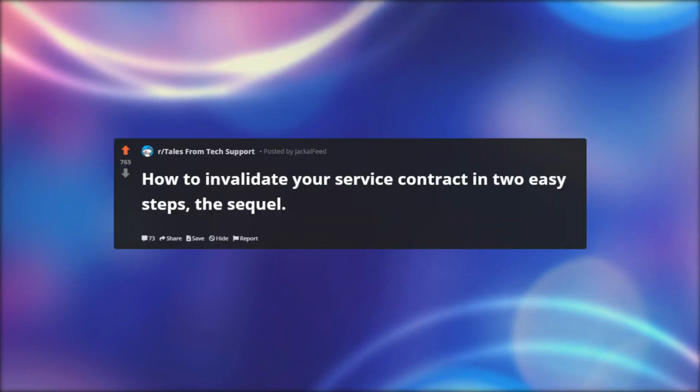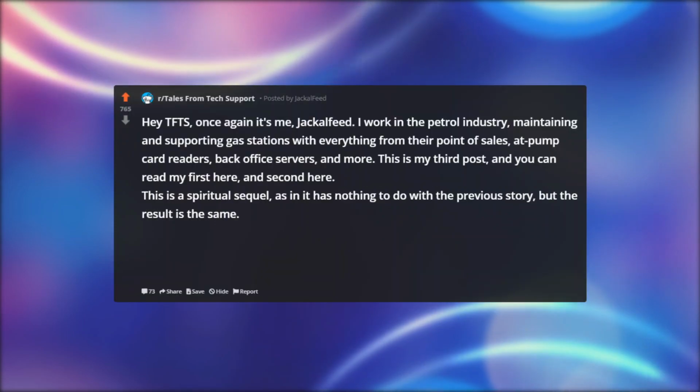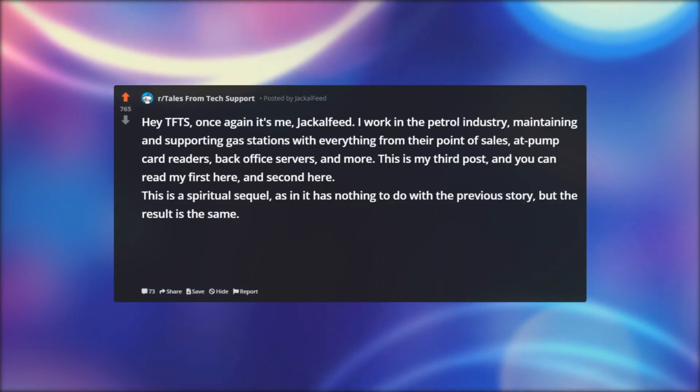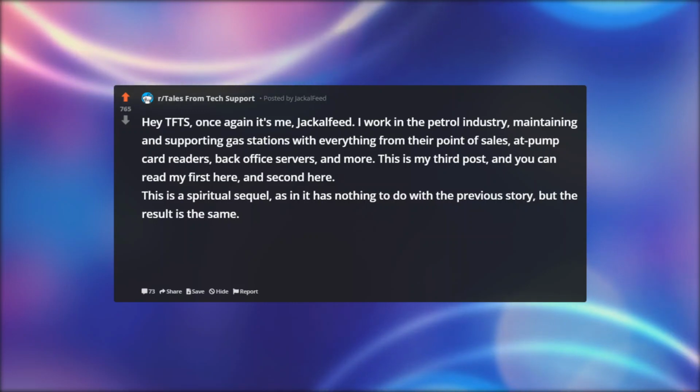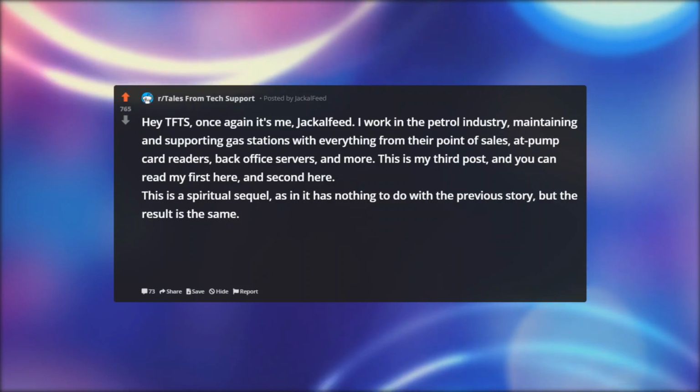How to invalidate your service contract in two easy steps, the sequel. Hey TFTS, once again it's me, Jackal Feed. I work in the petrol industry, maintaining and supporting gas stations with everything from their point of sales, at pump card readers, back office servers, and more. This is my third post, and you can read my first here, and second here.